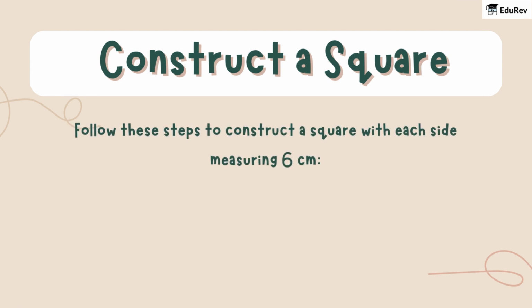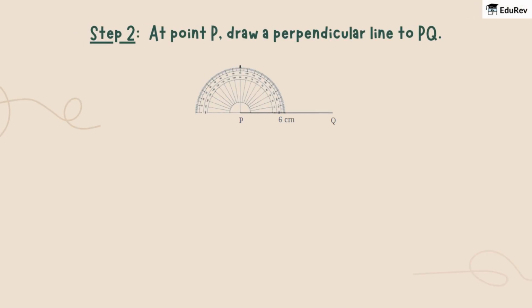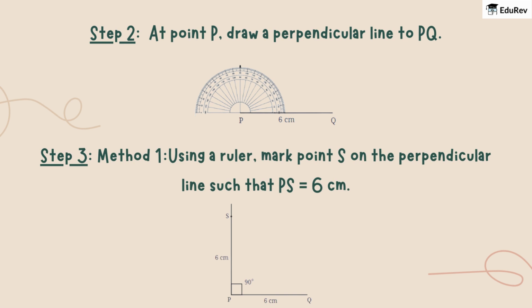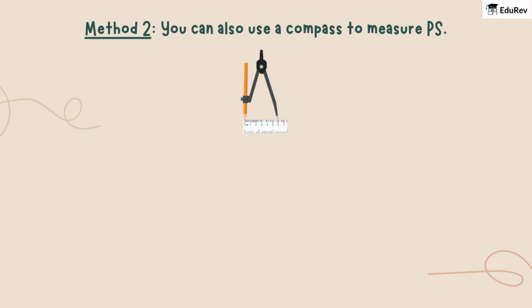Construct a square. Follow these steps to construct a square with each side measuring 6 centimeters. Step 1. Create a square PQRS with a side length of 6 centimeters. Step 2. At point P, draw a perpendicular line to PQ. Step 3. Method 1. Using a ruler, mark point S on the perpendicular line such that PS is equal to 6 centimeters. Method 2. You can also use a compass to measure PS.